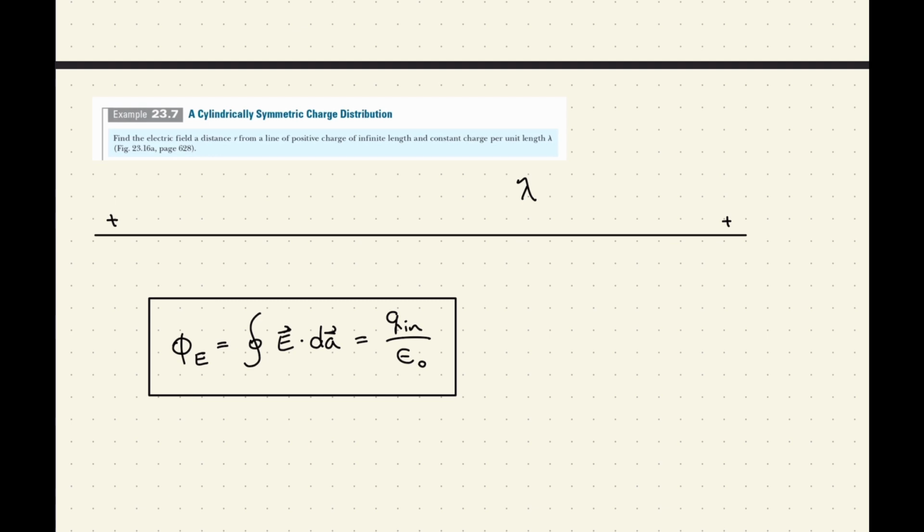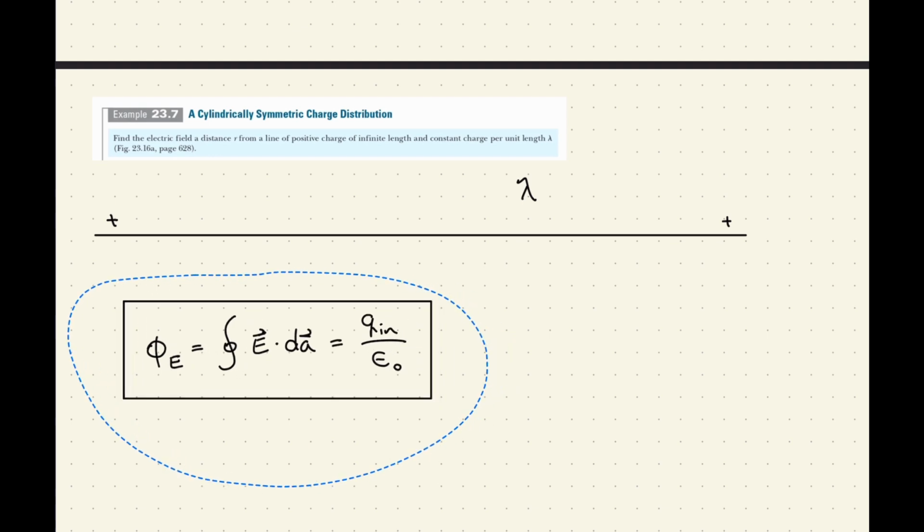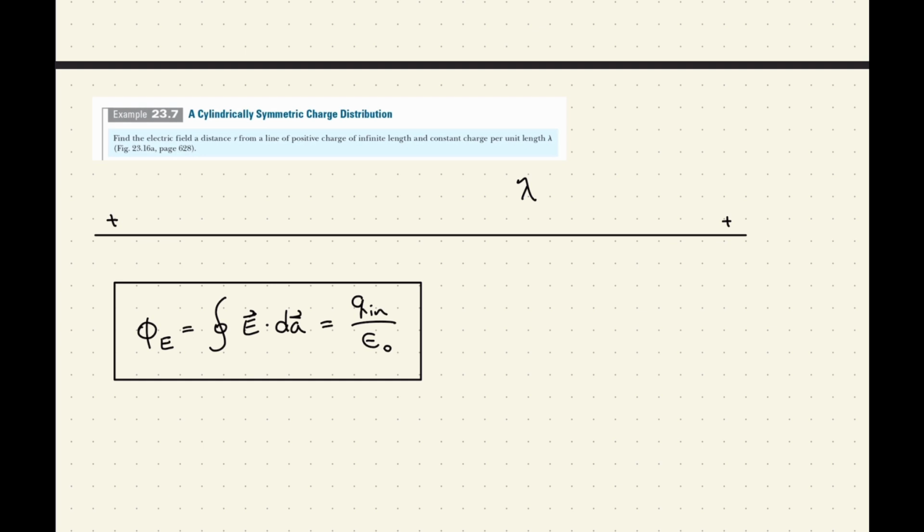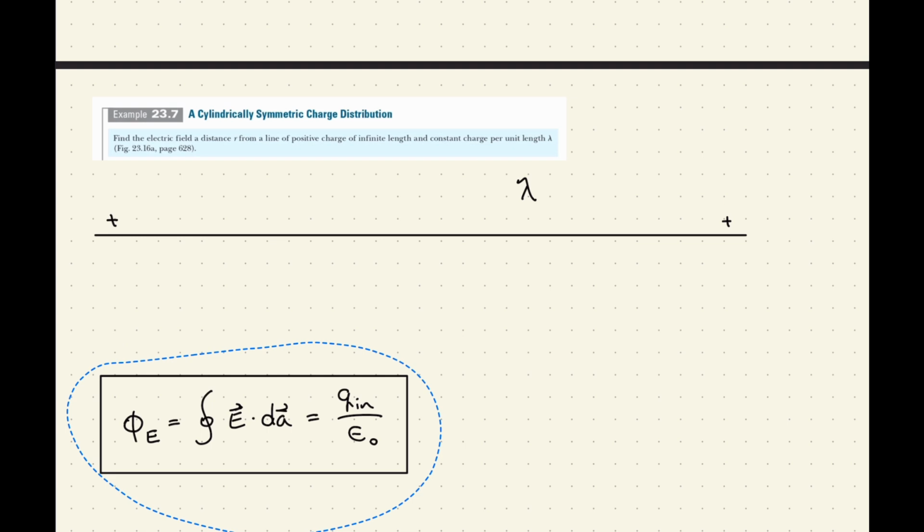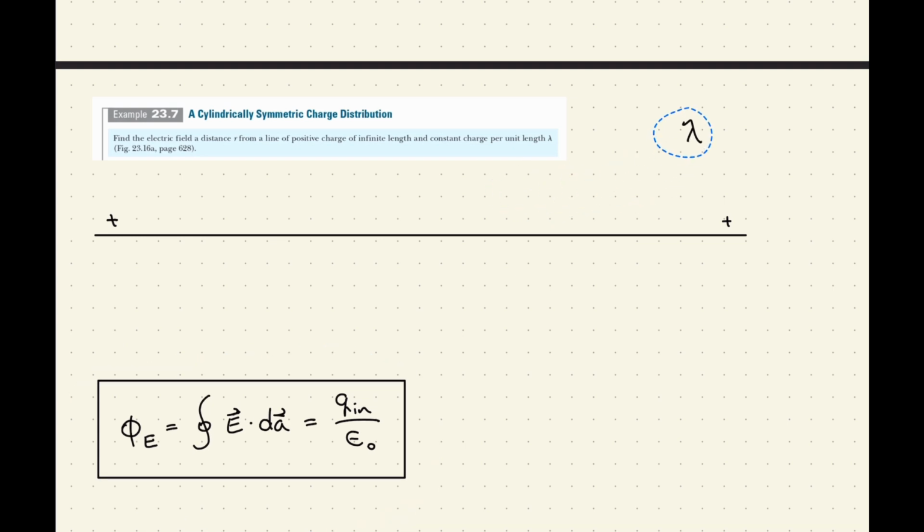The problem I'm doing today is just solving this example here. So what we're going to do is create the Gaussian surface. Your choice of Gaussian surface is up to you, but you want to choose it in a special way such that you can find the electric field at the point in question. Here we're looking for the electric field at a distance r. Let's say that is this distance over here. We're trying to find the electric field at that point.